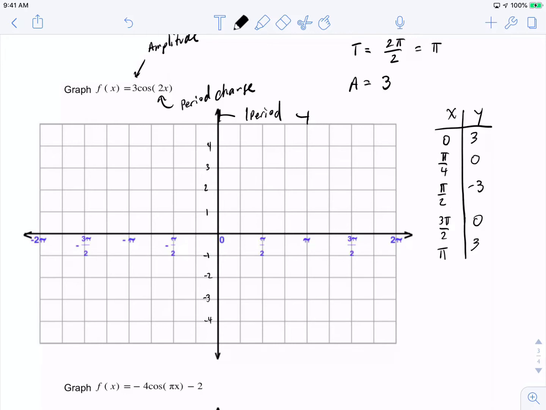So when I plot these points, I'm going to go 0, 3, pi over 4, 0, pi over 2, -3, 3 pi over, this should be 3 pi over 4. My apologies. 3 pi over 4 is 0, and then pi is, again, 3. And so our graph, we can see, is heavily amplified. And that's what it'll look like.